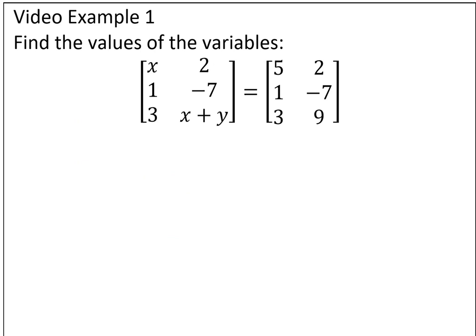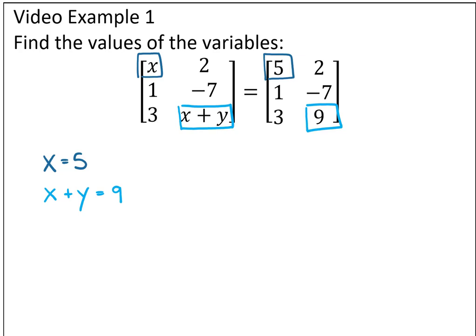Given the definition, we know that the first matrix can only be equal to the second matrix if and only if each element in the corresponding spots are equal to each other. That means that if my x is in the first row, first column, then it has to be equal to this 5, which is also in the first row, first column. Likewise, this x plus y, which is in the third row, second column, must be equal to this element here, which is in the third row, second column.